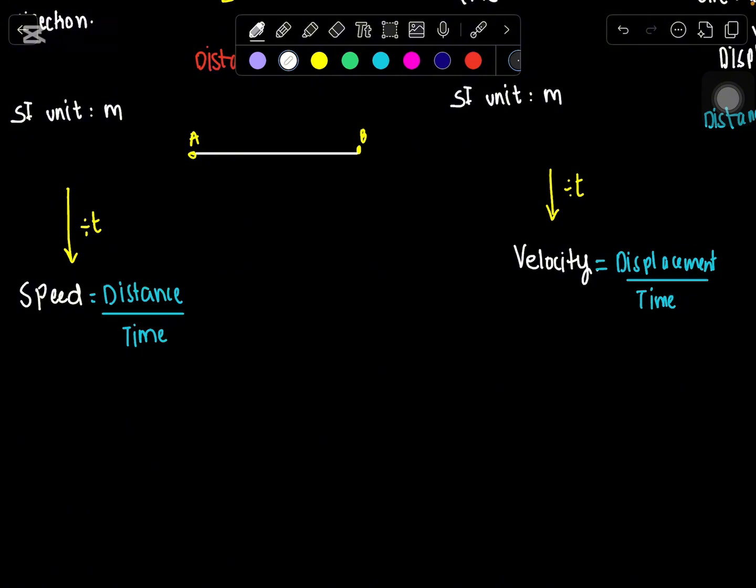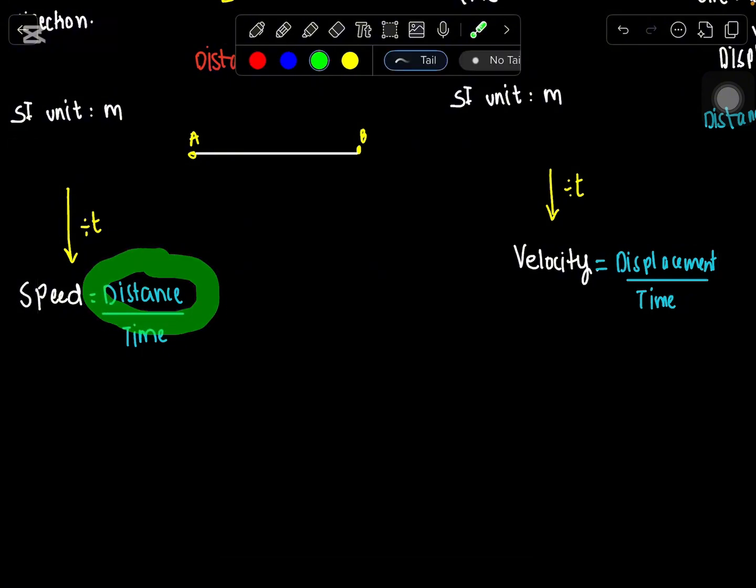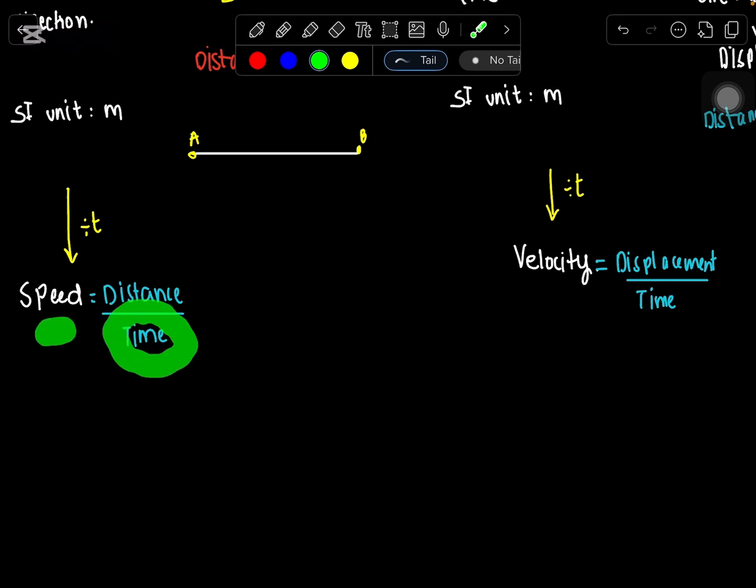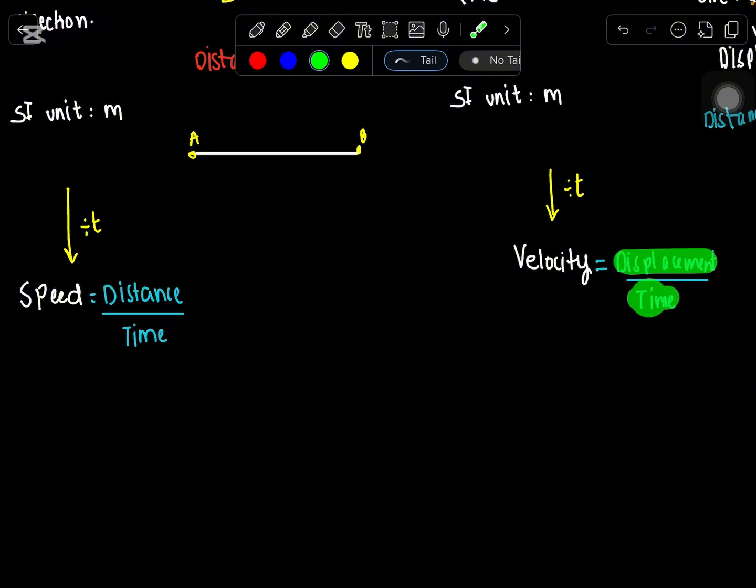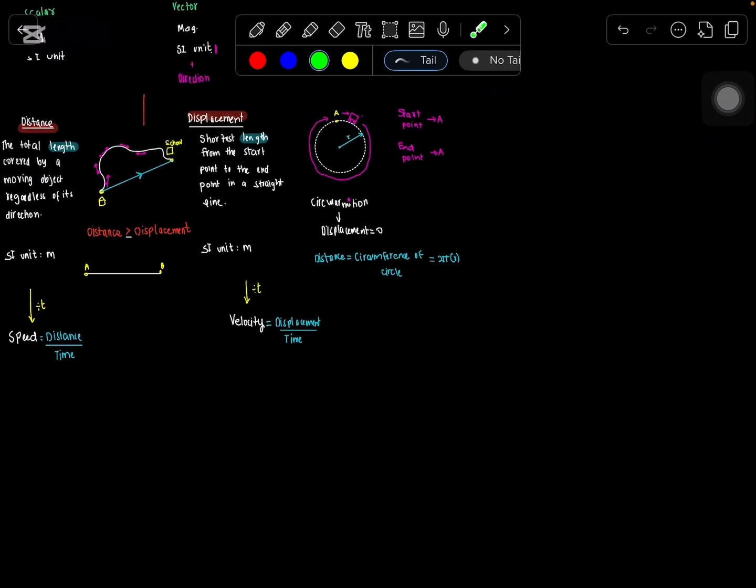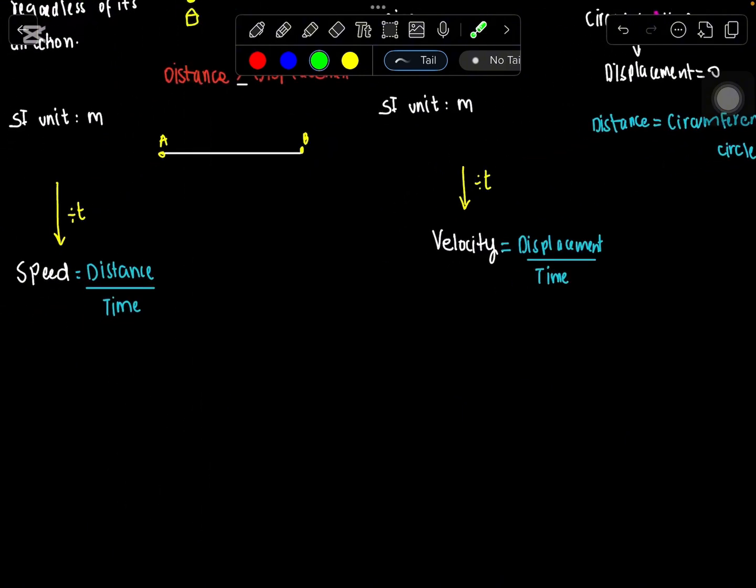All right, so how much distance a moving object covers in a certain amount of time is your speed, and how much displacement an object covers in a certain amount of time is your velocity. Since distance is a scalar quantity, we divide it by time and we get speed, which is also a scalar quantity. And since displacement is a vector quantity, we divide it by time and we get velocity, which is a vector quantity. So just to reassure, we're writing scalars on the left side and vectors on the right side, okay? So it's easier to remember these things.